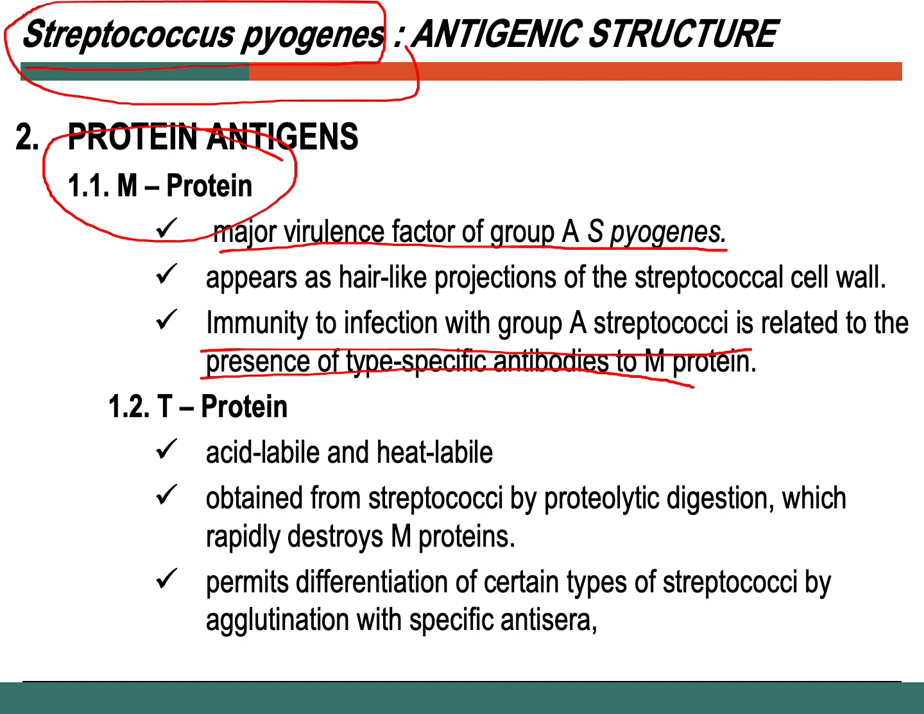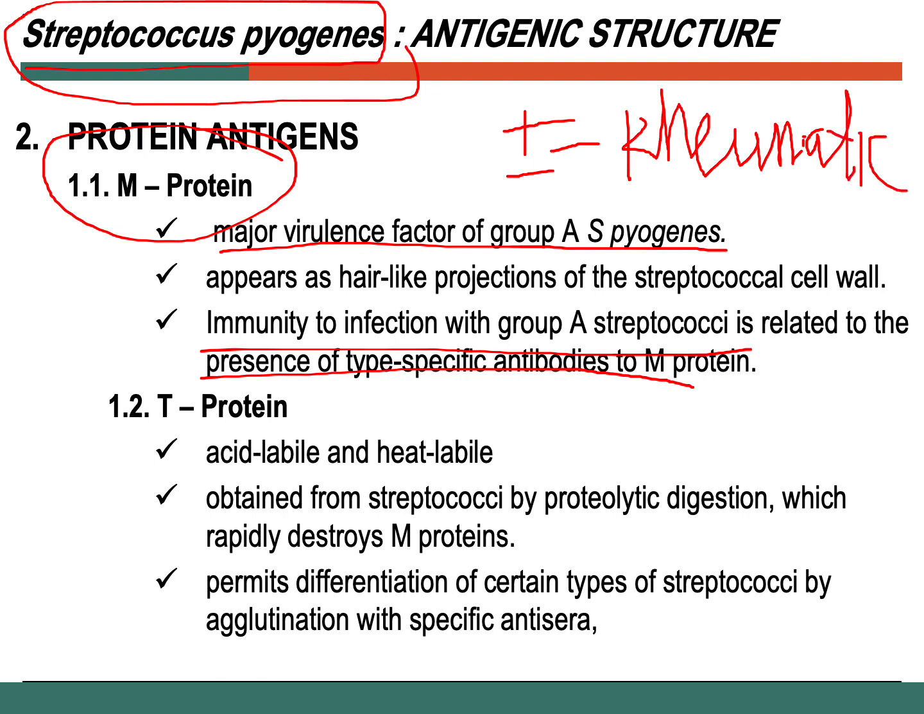By the way, class, you have different numbers of M protein. Your M protein 1 is primarily the one that can cause rheumatic fever, while your M protein 1 and 2 can cause post-glomerulonephritis. So I'll be discussing that again later.